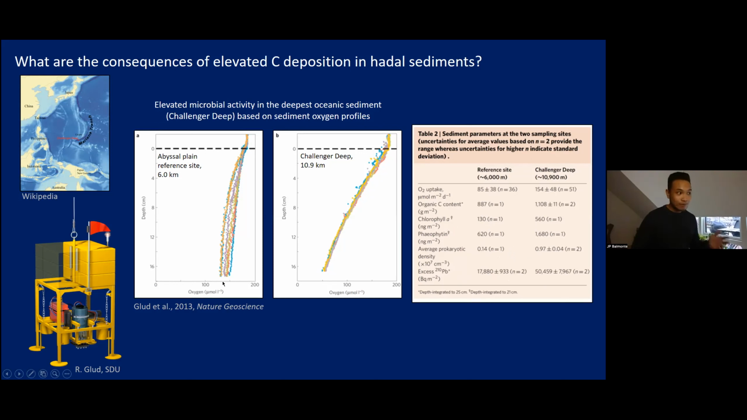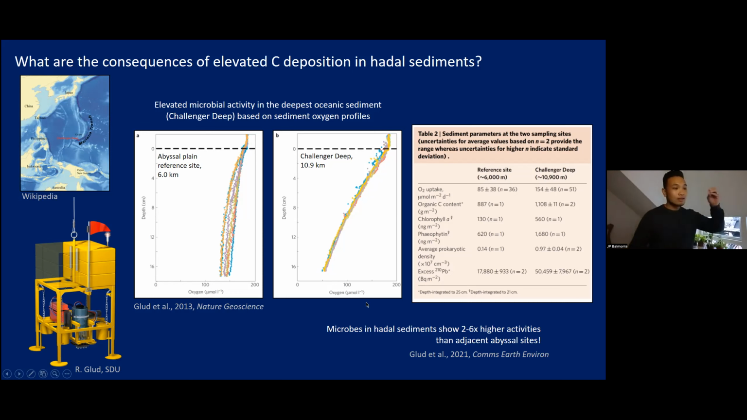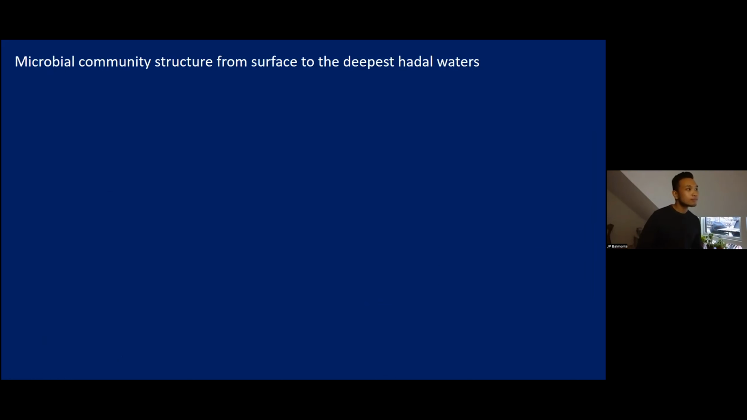So this was published back in 2013, and still to this day we continue to cite it because it's such a striking comparison of how much activity there is in the deepest parts of the ocean compared to abyssal sites. He did a follow-up study where he measured activities using these benthic landers at multiple sites within a trench. And even within the trench there's quite a bit of variability, but overall microbes in hadal sediments show about 2 to 6 times higher activities than adjacent abyssal sites.